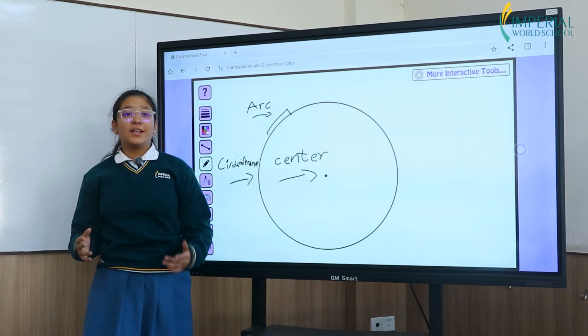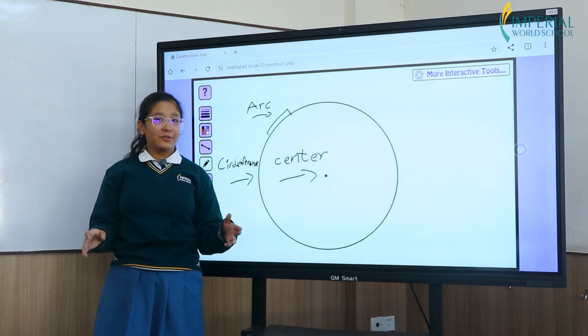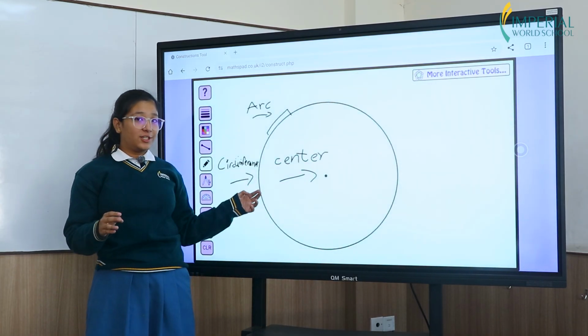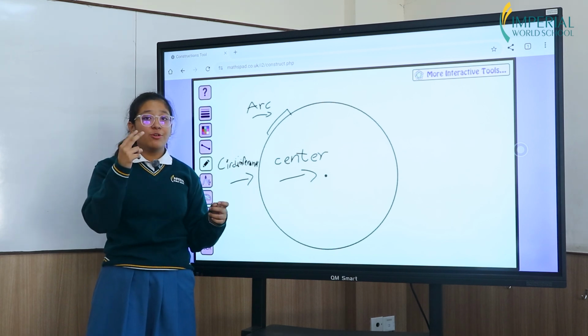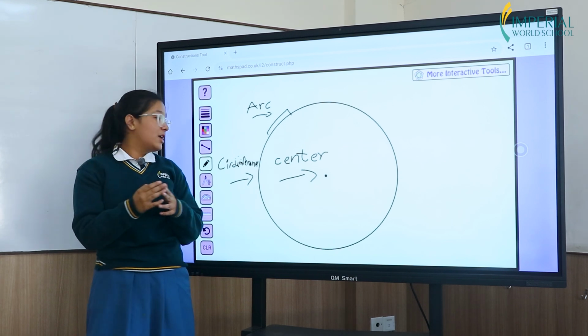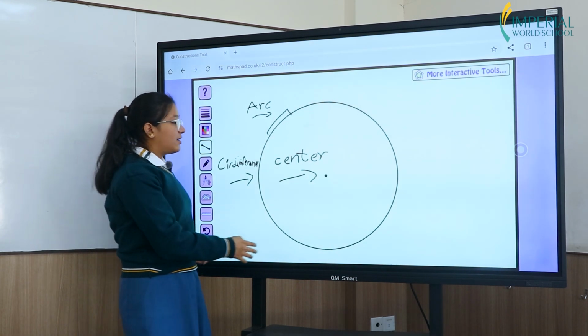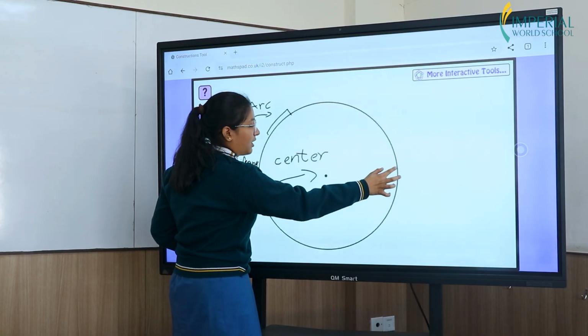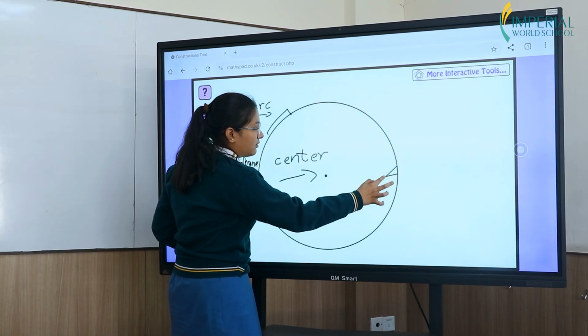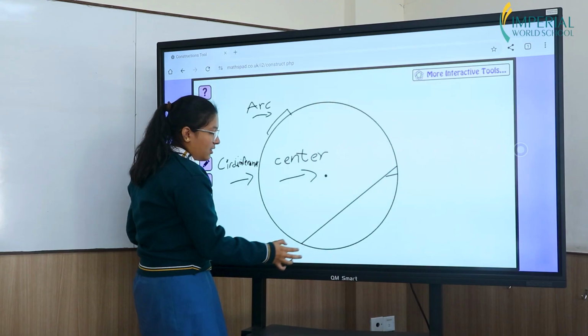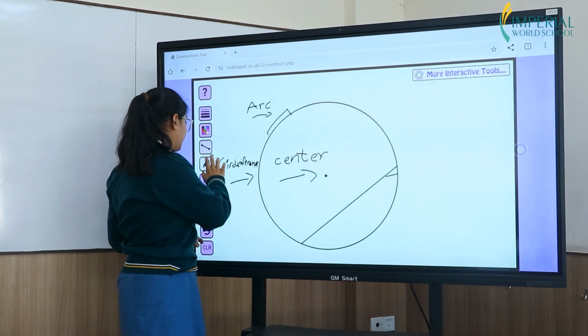The next component is a chord. And I'm not talking about the musical chord here. Chord in a circle is a line segment that joins two parts of the circumference together. So, for example, if I wanted to join this part of the circumference to this part, this is called a chord.